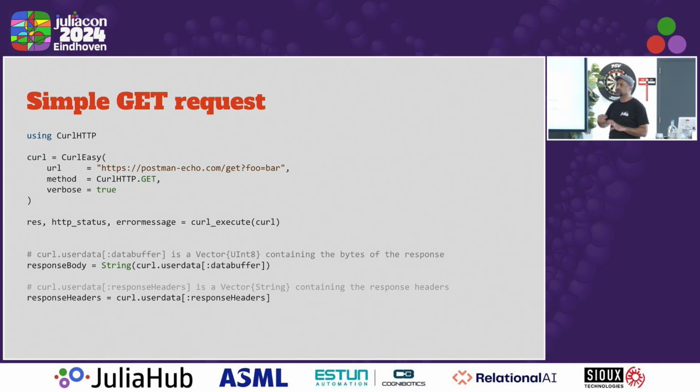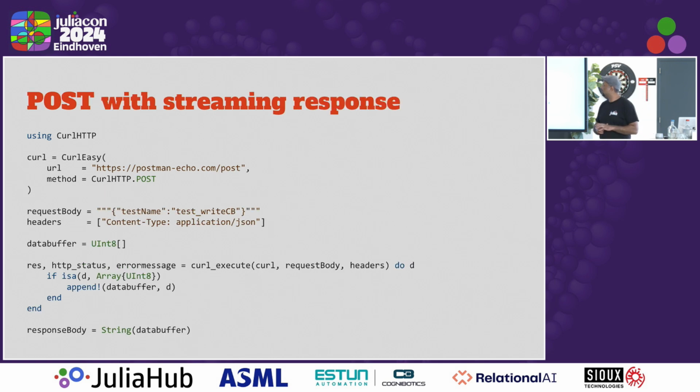It's synchronous. You make a request. You wait for the server to respond. Once the entire response comes through, you have it all available. The res object, it's typically going to be CURLE_OK, which is a constant exported by libcurl. And we'll look at some examples in the demo.